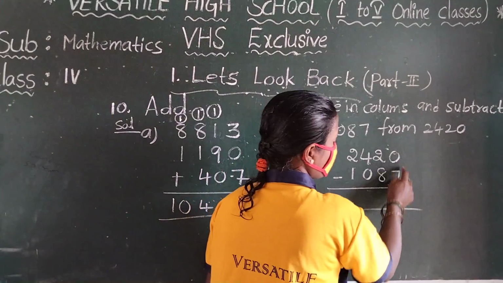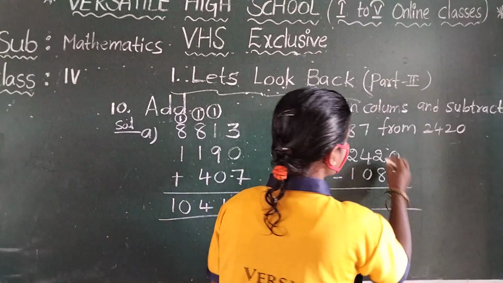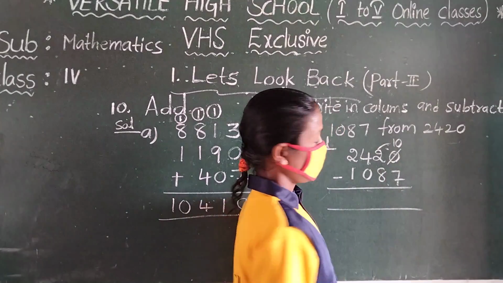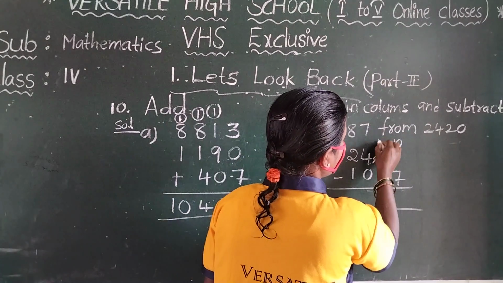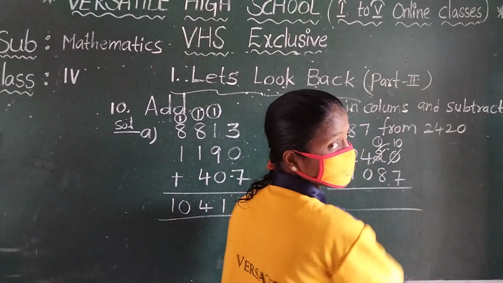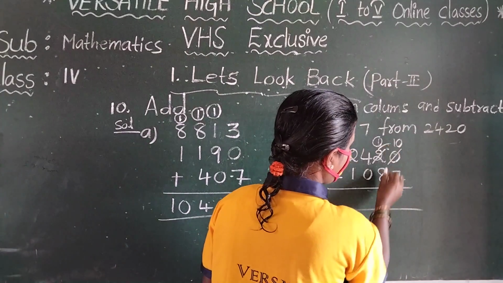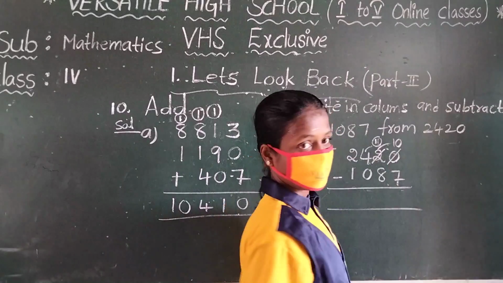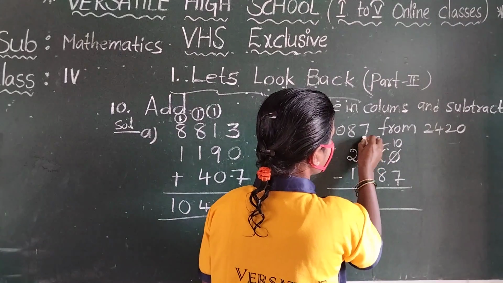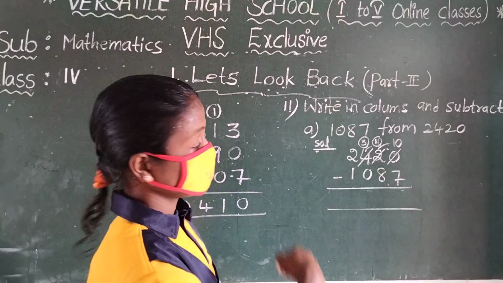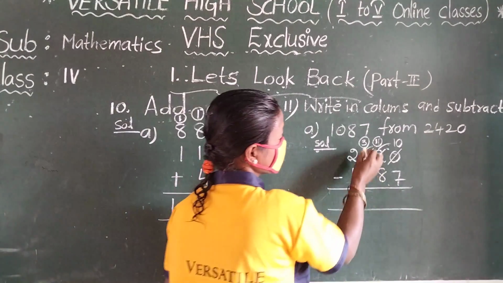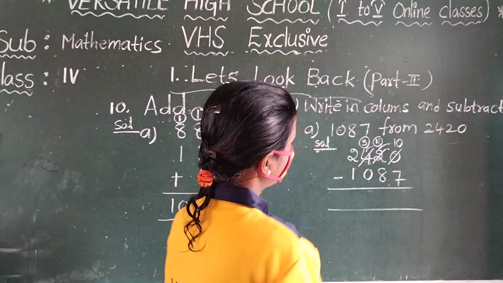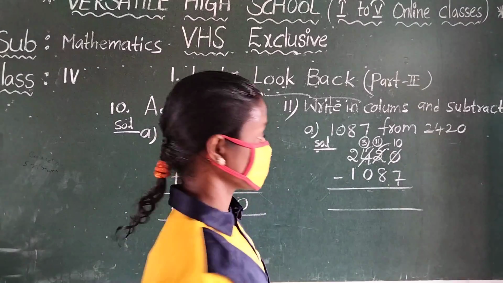Now 0 minus 7. Is it possible? No. So we are borrowing from the 2. You write 10. Cut the 0. And here the value is what? 1. Why? Because 1 is borrowed to the ones place. So 1, 8. Is it possible? No. So borrowing from 4, then you write 11. What do you write here? 3. Why? Because 1 is borrowed from the 4. So here 3 is there. 3 minus 0, is it possible? Yes. 2 minus 1, possible? Yes. Now you subtract them.